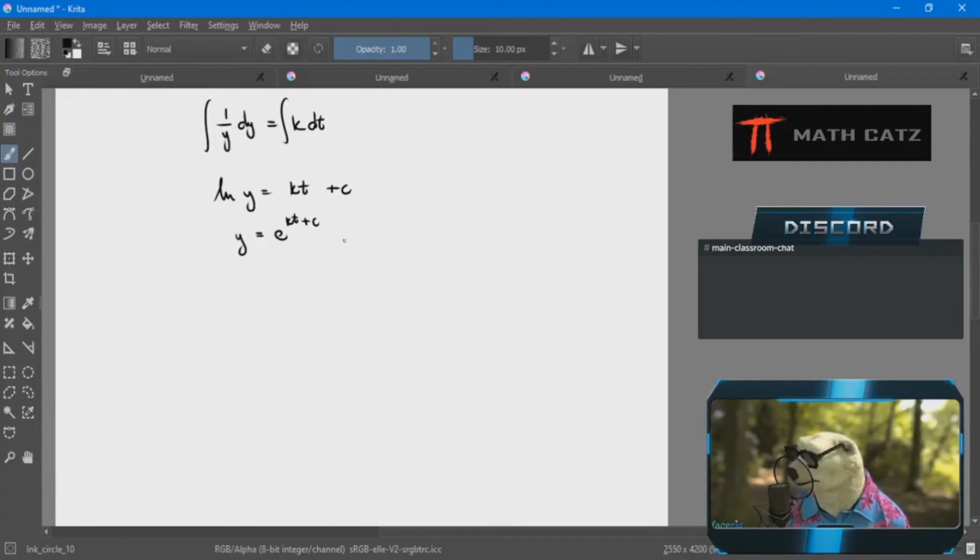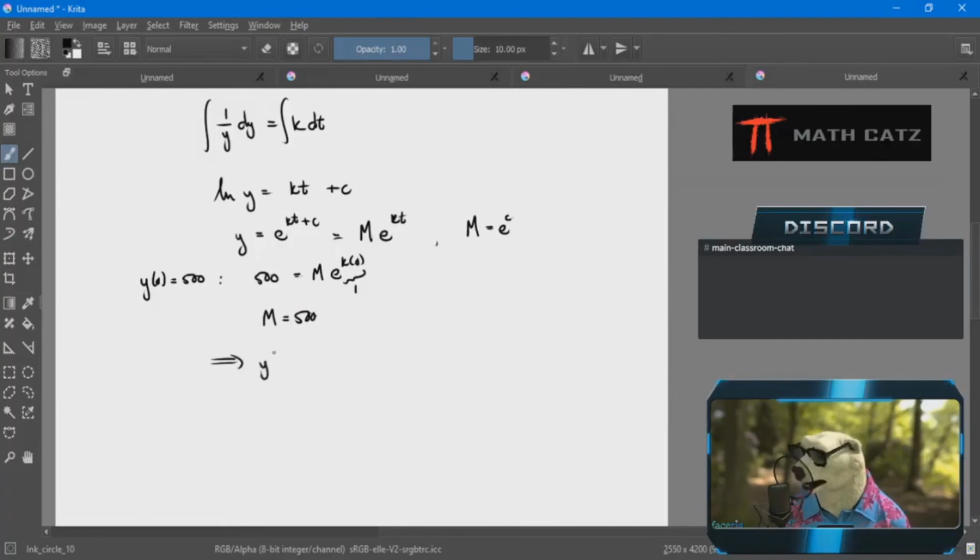Then I'm going to write this as big M e to the kt, where big M is equivalent to e to the c for convenience. So I then use the fact that my initial population is 500, plug it in, 500 for y, 0 for t, to get M equal to 500. And big surprise, my function is the initial population times e to the kt.